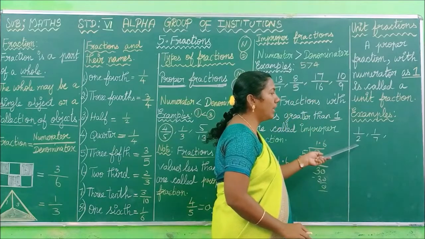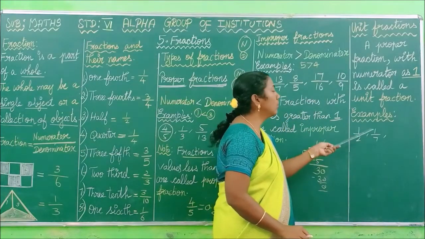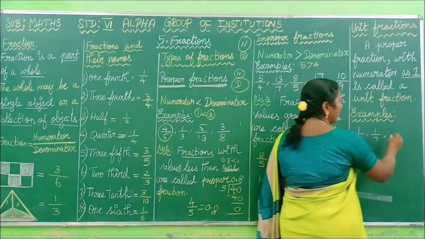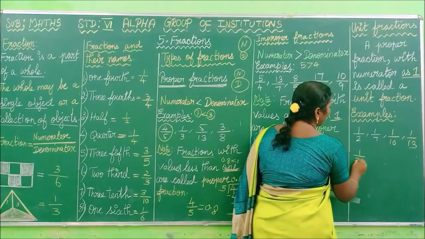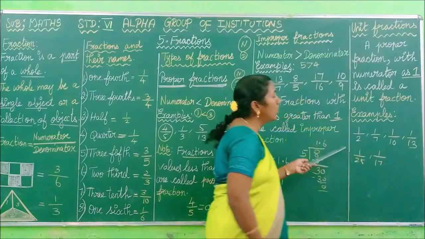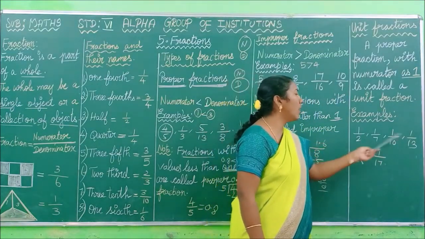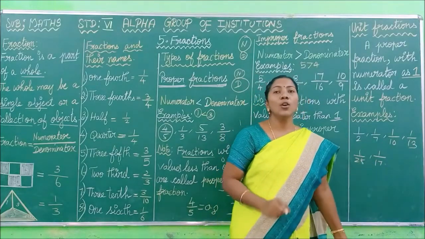See here, 1 by 2. What is the numerator? 1. And the denominator is 2. So this type of fraction is said to be a unit fraction. 1 by 7, 1 by 10, 1 by 13, 1 by 25. Similarly, we can write many examples. So, it is a proper fraction. At the same time, the numerator is 1. This type of fractions are said to be unit fractions.